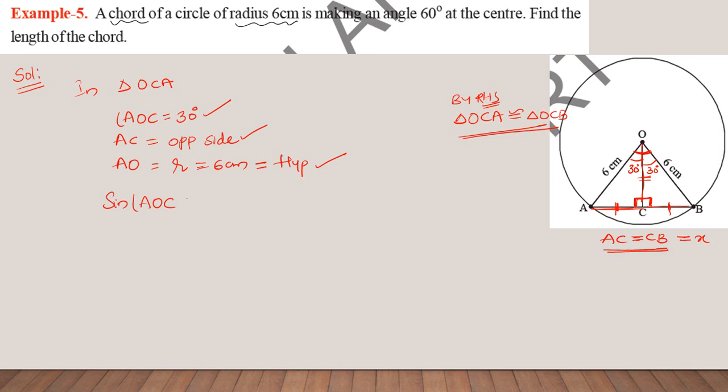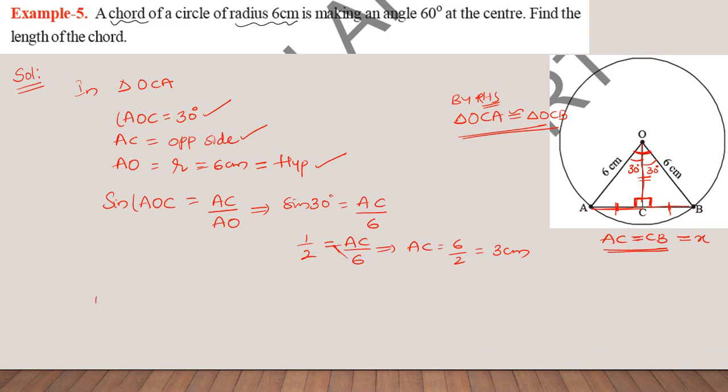AOC. So sine of angle AOC is equal to opposite by hypotenuse, which is AC by AO. So sine 30 degrees is equal to AC by AO, and AO is 6 centimeters. Sine 30 is nothing but 1 by 2, so 1 by 2 is equal to AC by 6. Cross multiplying, AC is equal to 6 divided by 2, which is 3 centimeters.